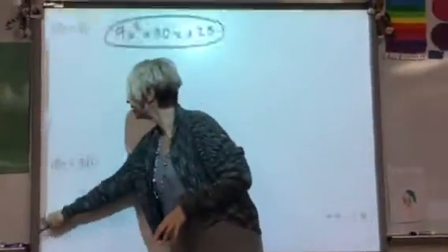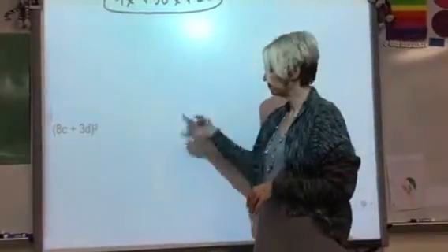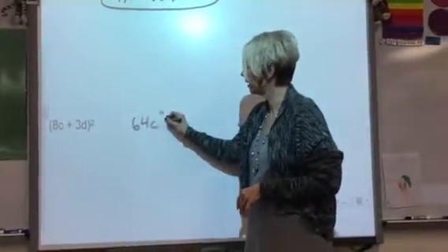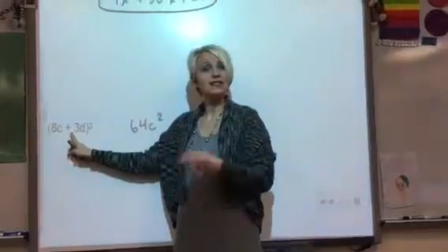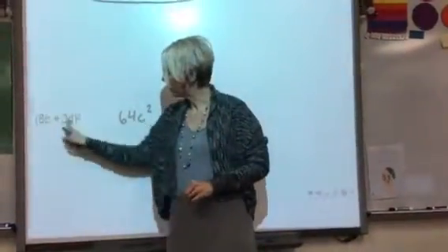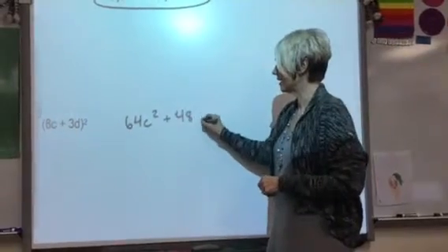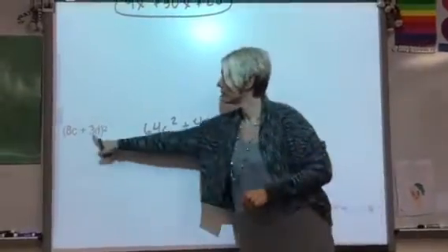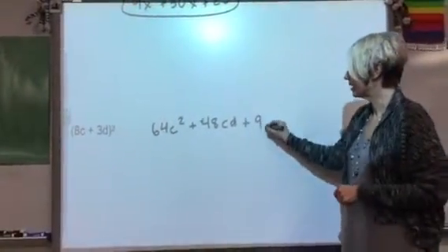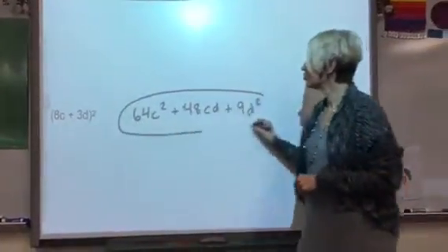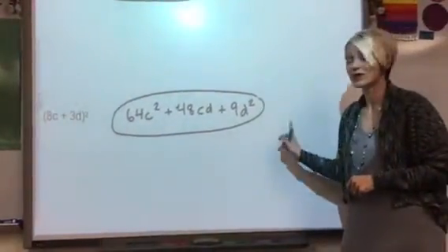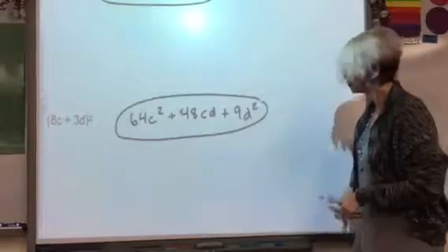First term squared, 8c. That would be 64c squared. Second term is doubled the product. Well, that would be 24cd. So let's double it. That would be 48cd. Last term is 3d. Let's square it. That would be 9d squared. So you try the example of a square of a sum in your notes.